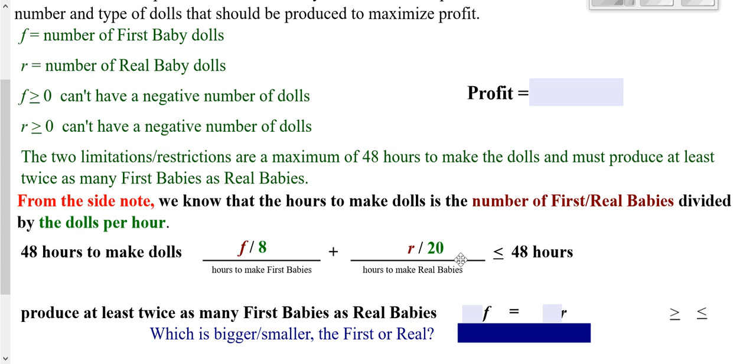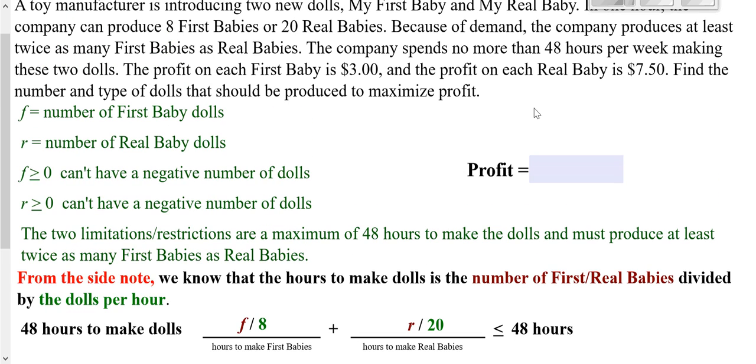By the way, before we do the bottom one, we'll go ahead and do the profit, and because that's farther up on the screen, we'll get that out of the way so we can deal with that later. It's $3 profit for each first baby, so it's $3 times F. Then we've got to add in the profit from the real babies, which is $7.50 for each real baby, so we get this.